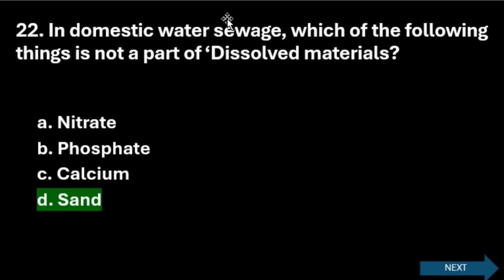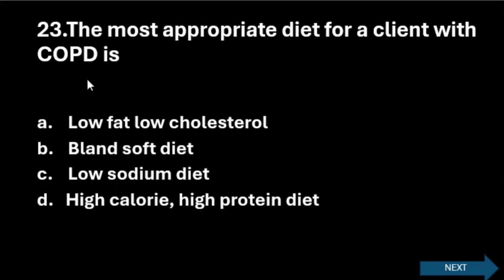Next question. The most appropriate diet for a client with COPD is option A, low fat, low cholesterol. Option B, bland soft diet. Option C, low sodium diet. Option D, high calorie, high protein diet. This is a tricky question. It is from nutrition and diet. Here the right answer is high calorie, high protein diet.